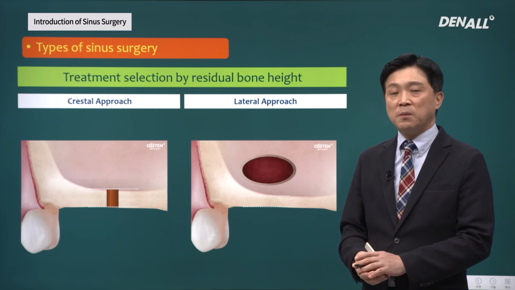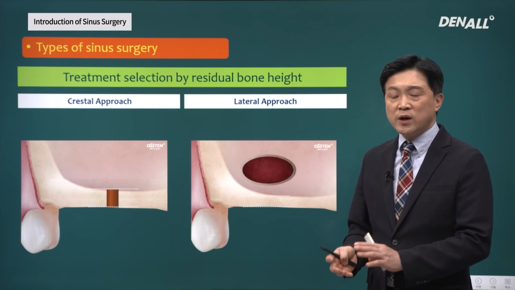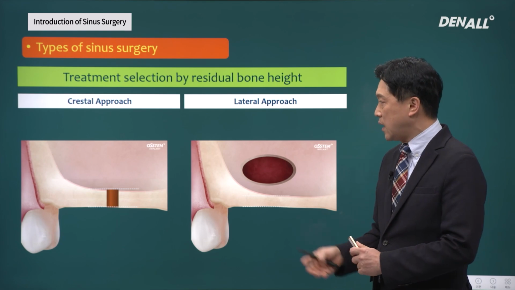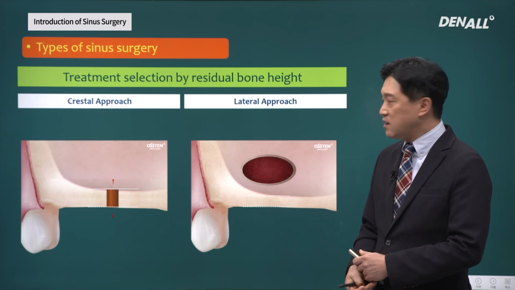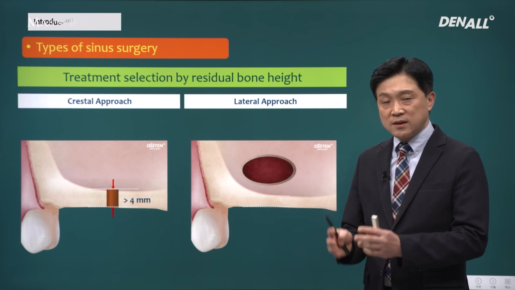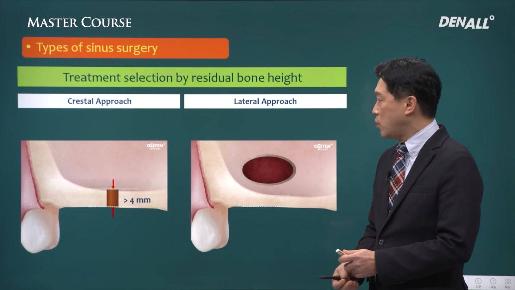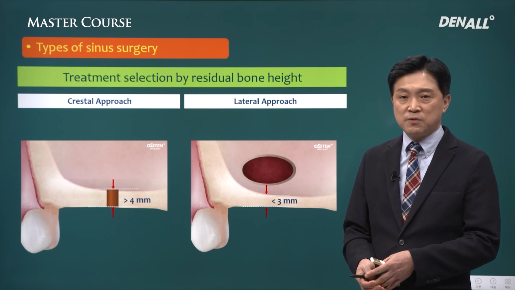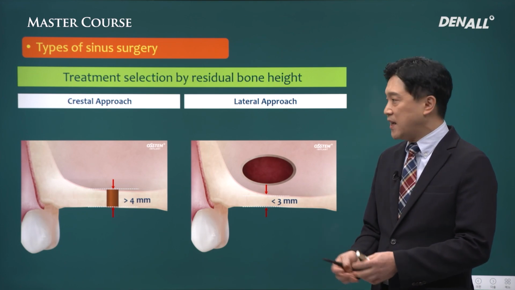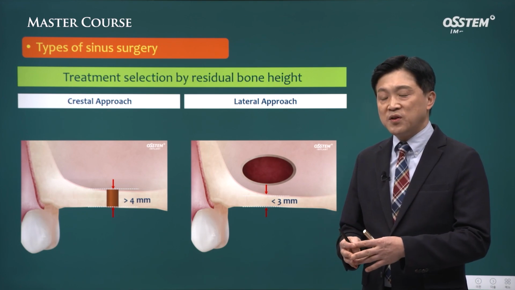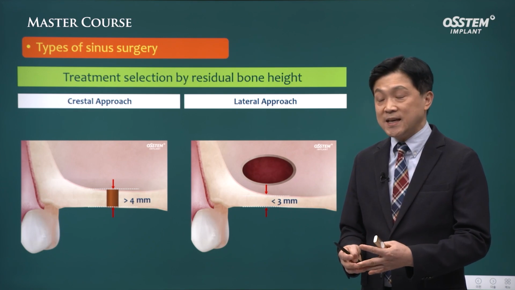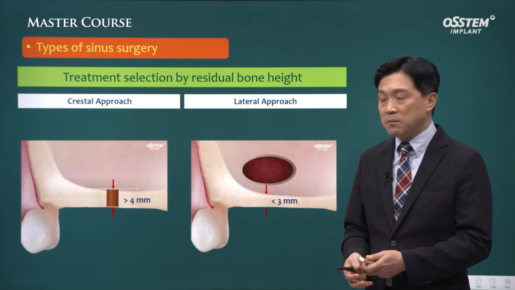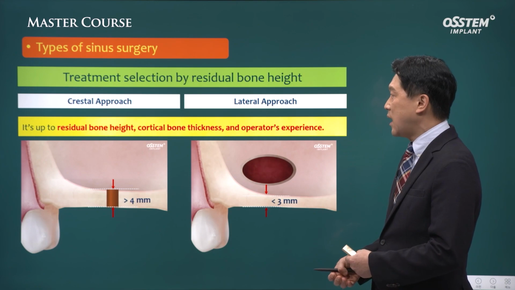When to do which between crestal and lateral approach? Using residual bone height is best. In most cases, a crestal approach is used when there's over 4 mm of residual bone, and if there's less than 3 mm of residual bone, lateral approach is done. The amount of bone that needs to be generated can also be used as a criteria.